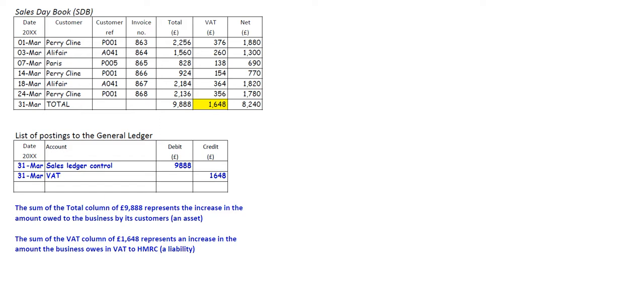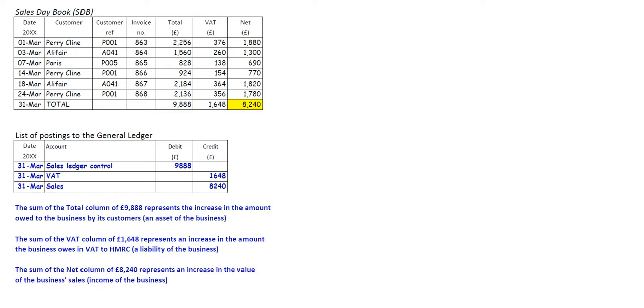Next, we'll move on to the VAT column, and here the total of 1648. Well, that represents an increase in the amount of money that the business owes to HMRC in VAT. So that's a liability, and an increase in liability is recorded as a credit. And this will be recorded on the credit side of our VAT account.